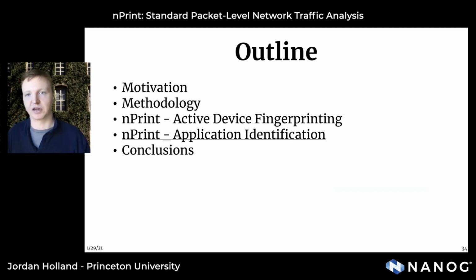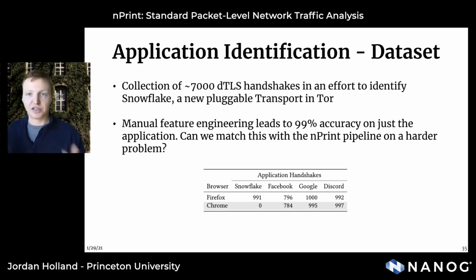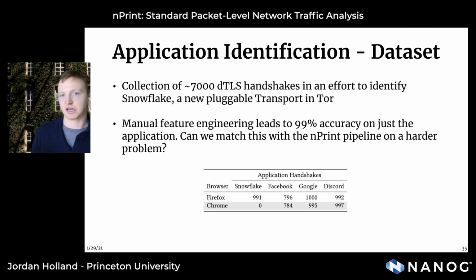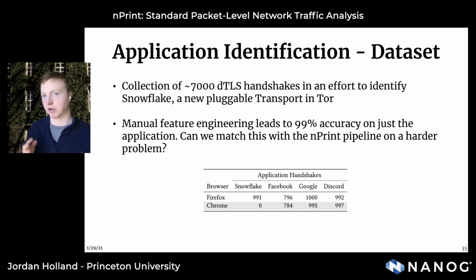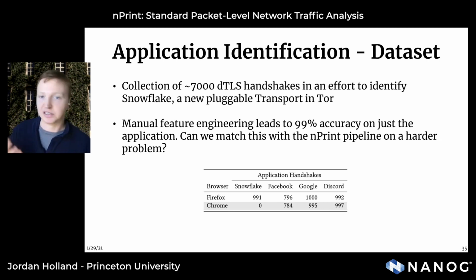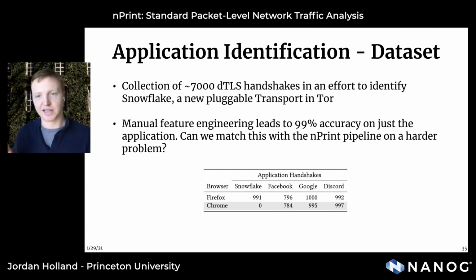This is very brief, just to show the breadth of nPrint. The data set for application identification was a collection of 7,000 DTLS handshakes. This was an effort to identify Snowflake, which is a new pluggable transport in Tor. The author of this was actually able to extract manually a bunch of features that lead to 99% accuracy to determine the application that was in the handshake.